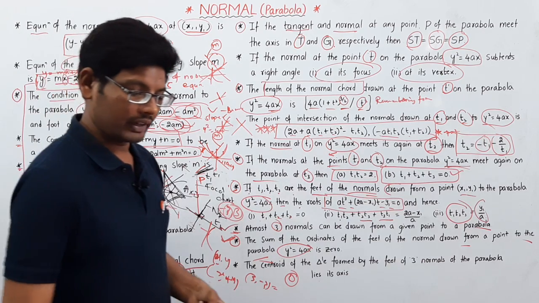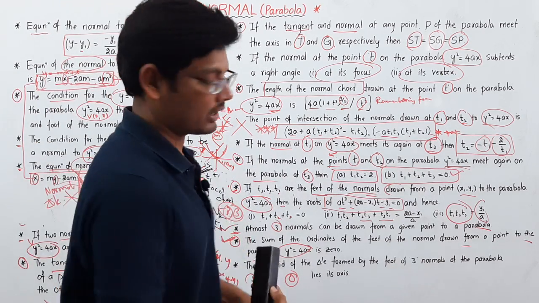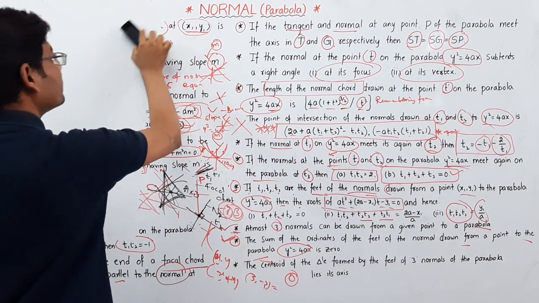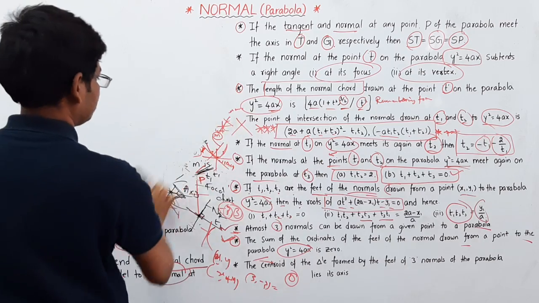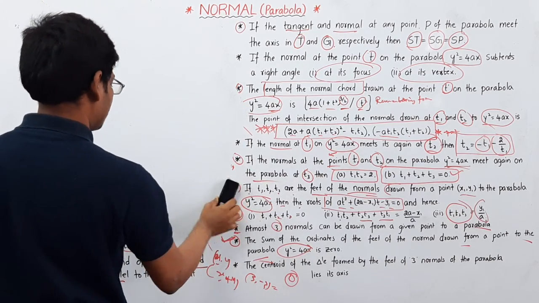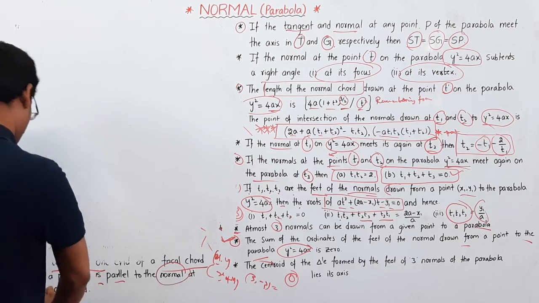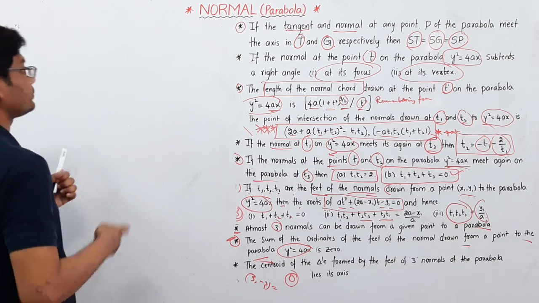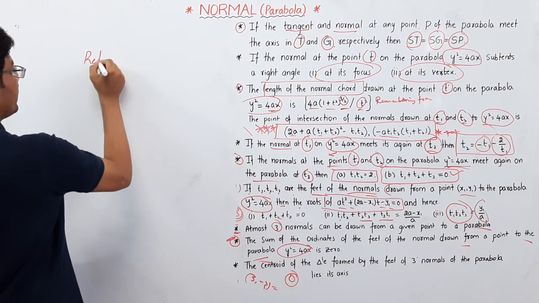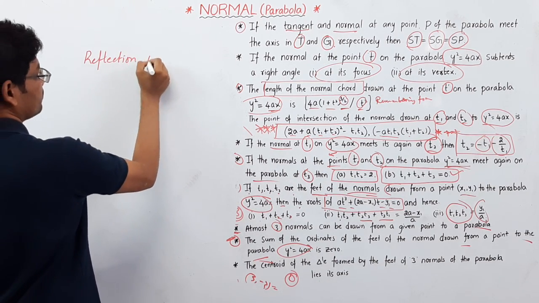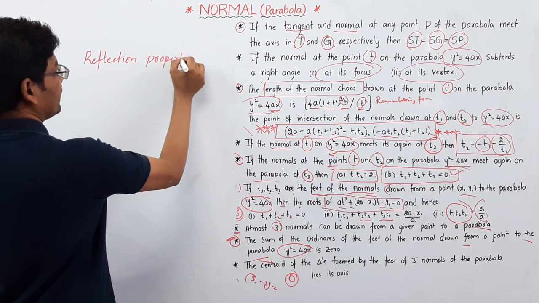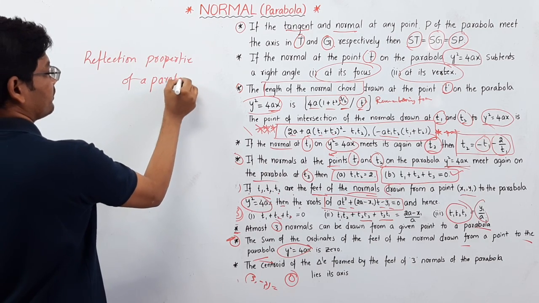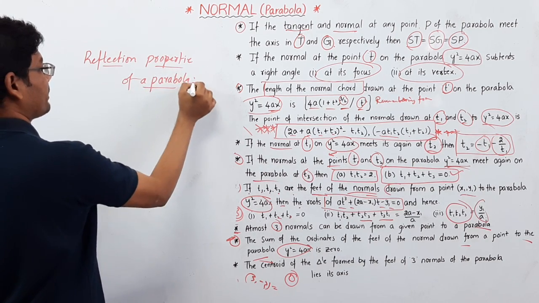And the next one is the reflection property of a parabola. The important one is the reflection property of a parabola. This is a small concept. The reflection property of a parabola.